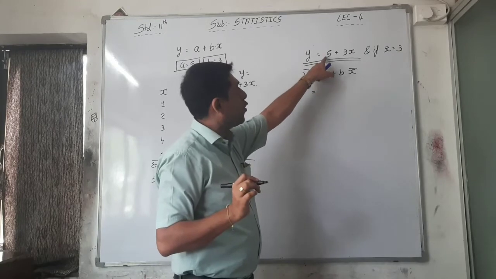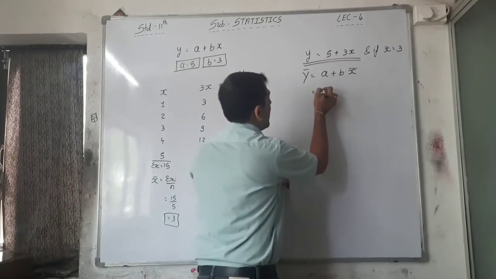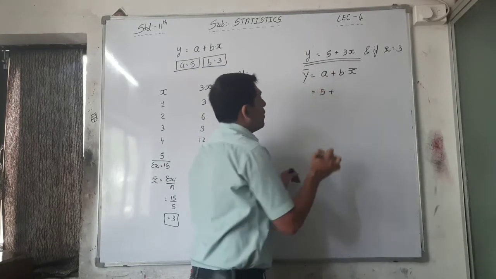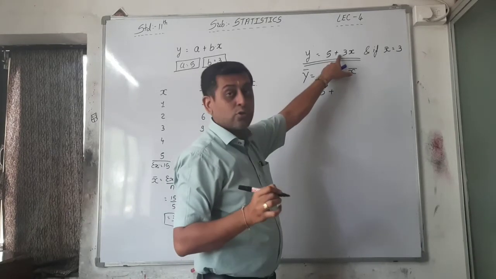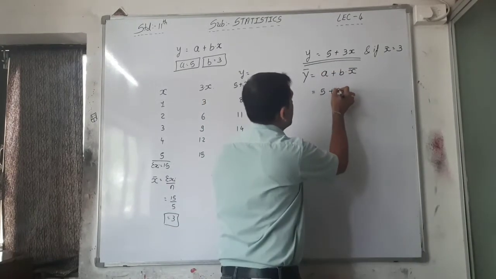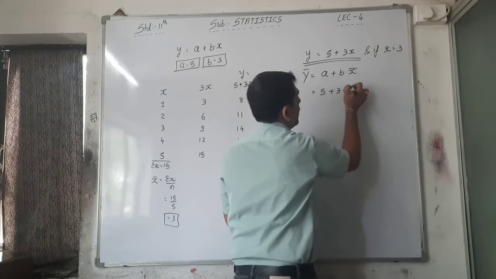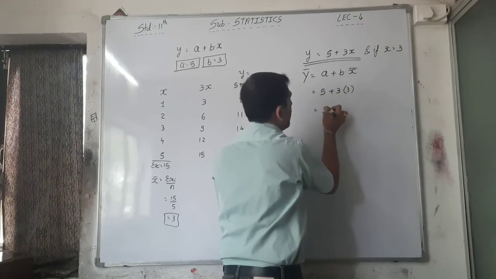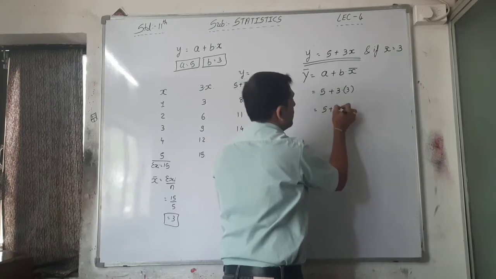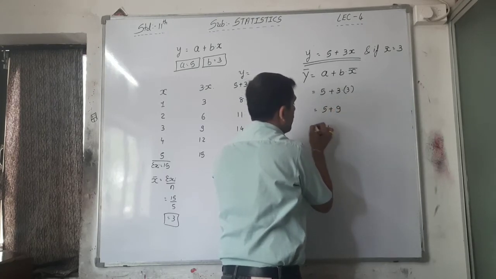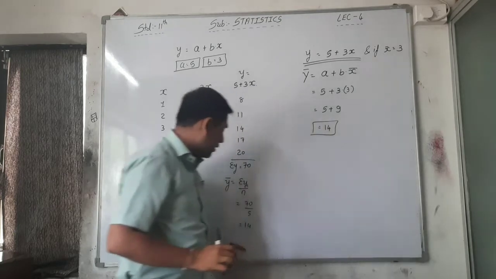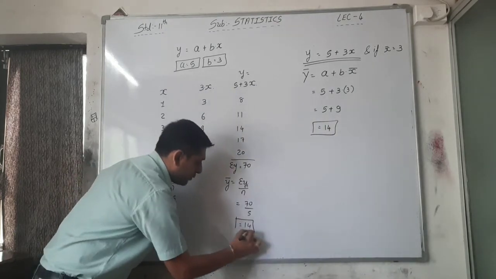Here a is equal to what? 5. Then b is equal to what? 3. And x bar is equal to what? It is given, 3. So what is the answer? 5 plus 3 threes are 9. What is the answer? 14. See here, the same answer is there.